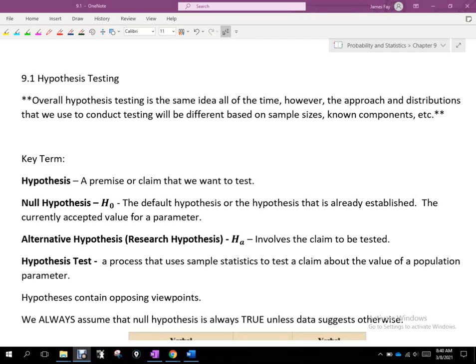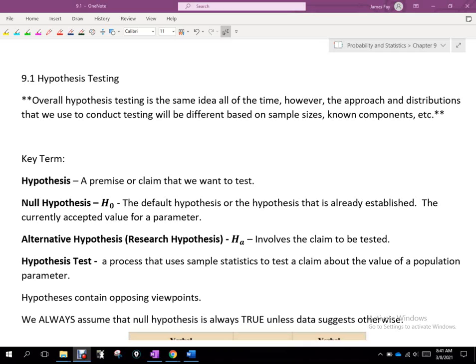If we can show change from the null hypothesis, then maybe we've got sufficient evidence to reject the null hypothesis. It says the currently accepted value for a parameter. What we will do is see some story problems. Essentially, they'll give us a scenario, and we have to be able to decipher what the null hypothesis is. What is the established value that we are all agreeing upon as maybe being the mean?